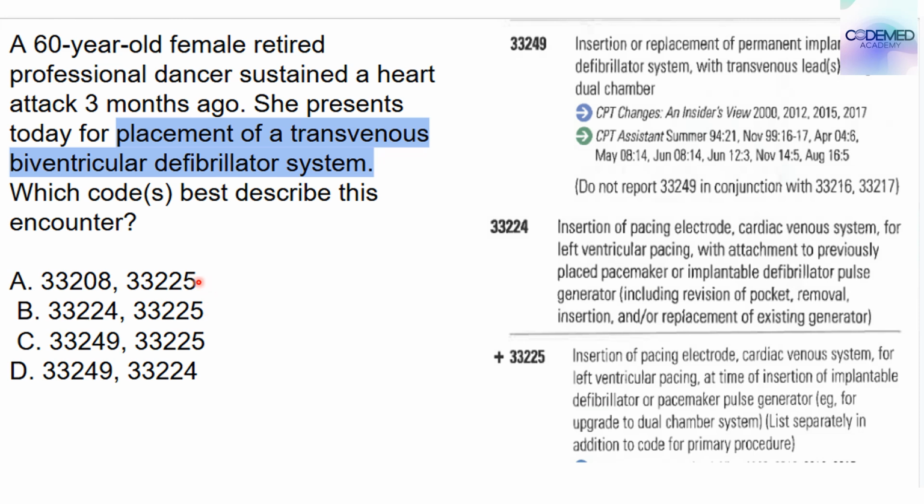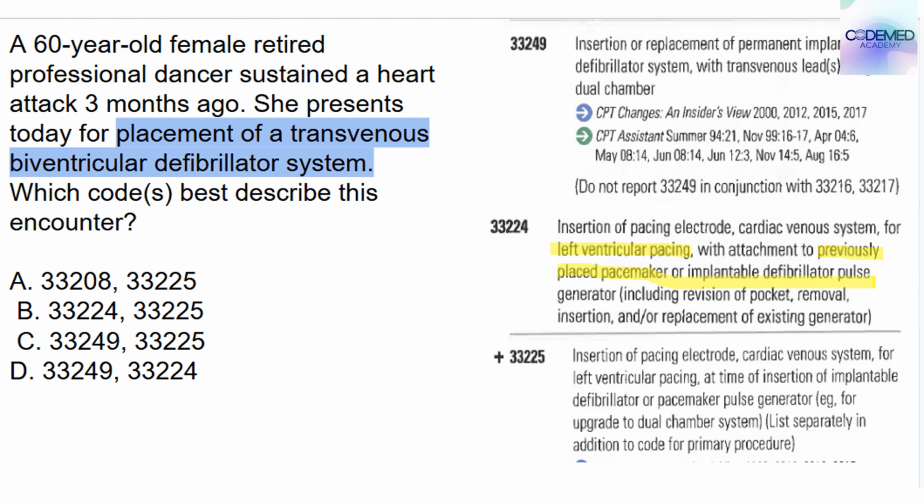Now the first, A, is 33208, and I know that this is a pacemaker system code and our system is a defibrillator. So I am going to eliminate option A. 33224 and 33225, we are going to check what is the difference. 33224 is the insertion of the pacing electrode, cardiac venous system, for left ventricular pacing, and left ventricular pacing is biventricular, with the attachment to a previously placed pacemaker or implantable defibrillator pulse generator.